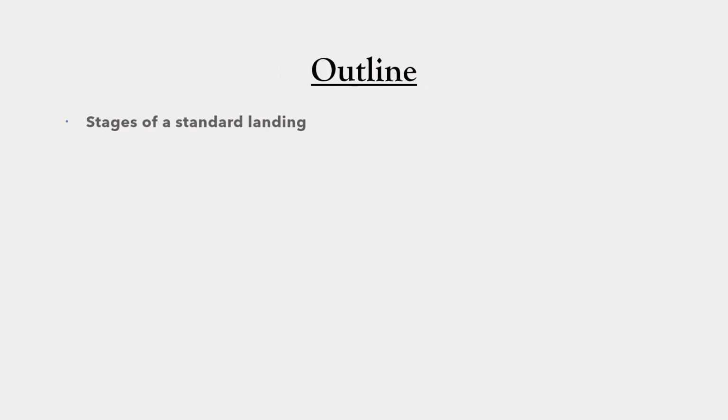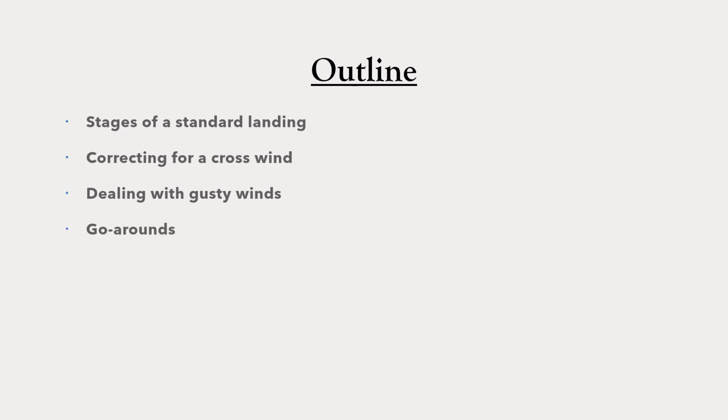I'll begin by talking about 5 stages of a landing. Then I'm going to talk about how you correct for a crosswind, which means a wind blowing from one side of the runway toward the other side. Then I'll talk about some techniques you can use to accommodate gusty winds. Finally, I'll talk about aborted landings, which are called go-arounds.